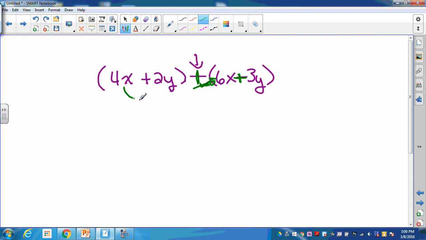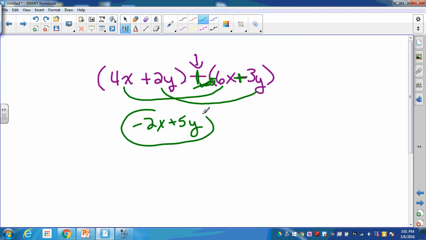So now I have 4x plus -6x, which gives me -2x. And I have 2y plus 3y now, and that's going to give me plus 5y. Now since these are different variables, but they have the same exponent, writing your solution in this order right here is perfectly okay.